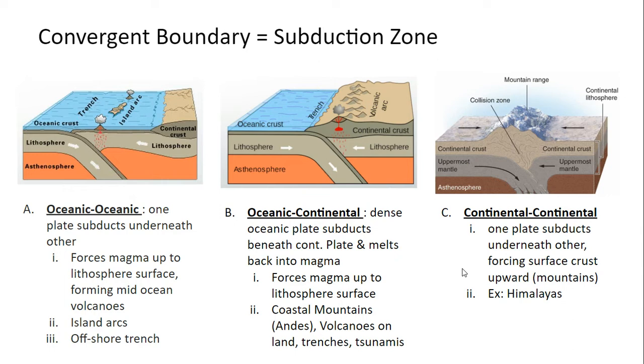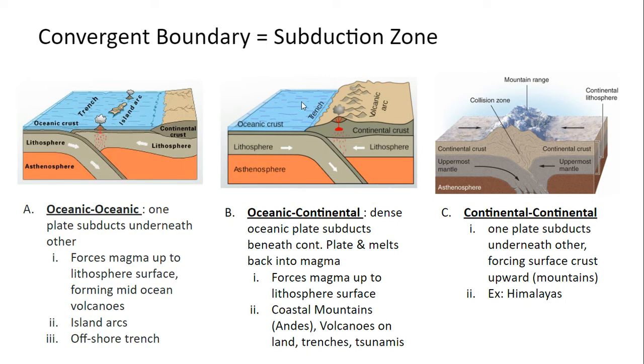Now, furthering to break down our types of convergent boundaries and what may take place, remember, depending upon what two plates are interacting at the boundary tells us what's going to happen and what might form. When we see two oceanic plates, we see one is going to subduct or fall underneath the other. This is going to force, right, magma up. So that's what you can see right here. This potentially forms mid-ocean volcanoes. It can also form things known as island arcs.